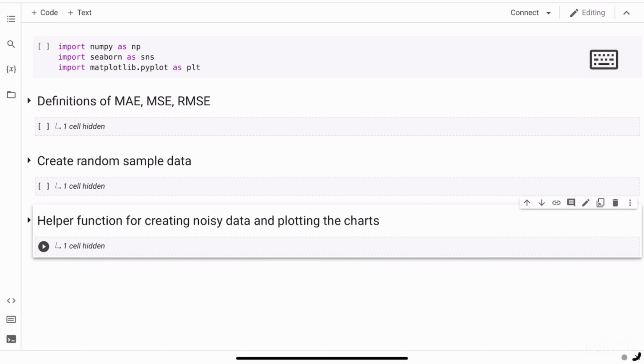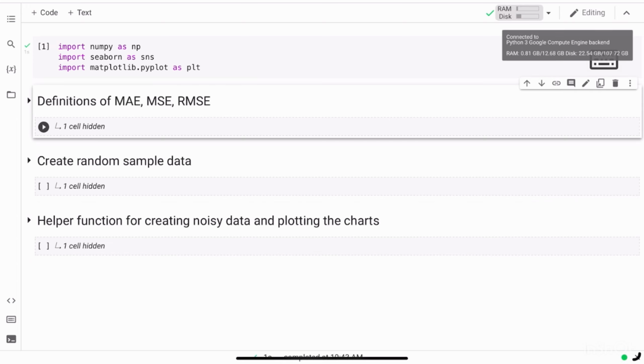We can actually see that mean squared error or root mean squared error, the squared errors, are sensitive to outliers. That means these are less robust to outliers, whereas mean absolute error is more robust to outliers. So we will prove that point here. I'm importing some of the libraries here: NumPy for generating the random dataset, and Seaborn and Matplotlib for plotting the graphs.